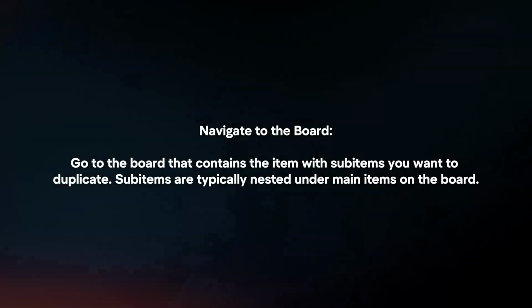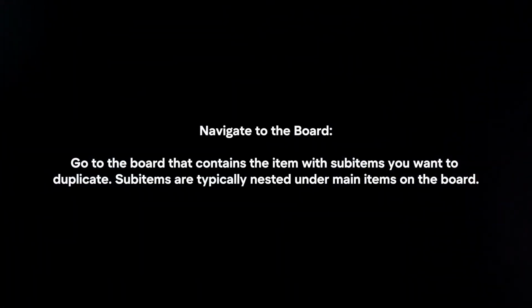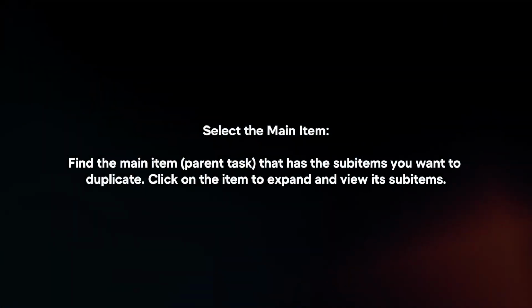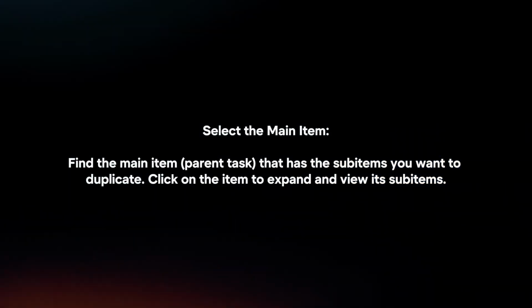Navigate to the board. Go to the board that contains the item with sub-items you want to duplicate. Sub-items are typically nested under main items on the board. Select the main item. Find the main item that has the sub-items you want to duplicate. Click on the item to expand and view its sub-items.